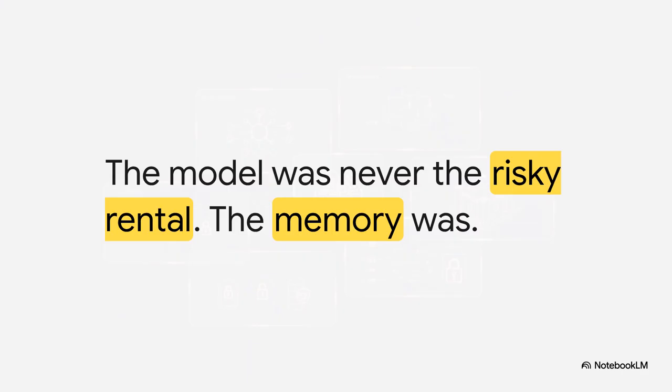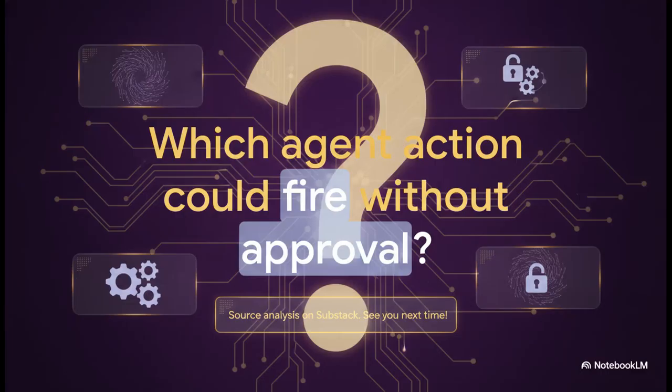The model was never the risky rental. The unaudited memory was. That is where the actual danger to your operations lives, and that is exactly where you need to build your defensive moat. So, I want to leave you with a provocative question to test your own infrastructure today. What is the one agent action in your workflow right now that could fire without explicit approval? And who in your company would find out about it first? Kind of scary to think about, right?